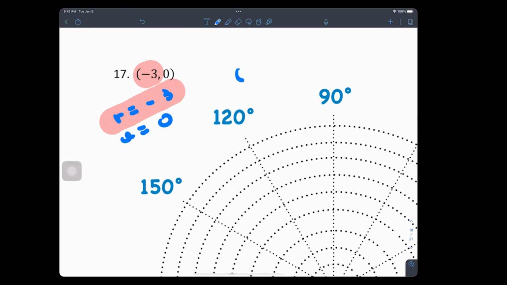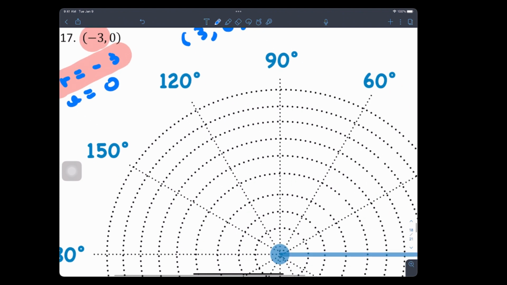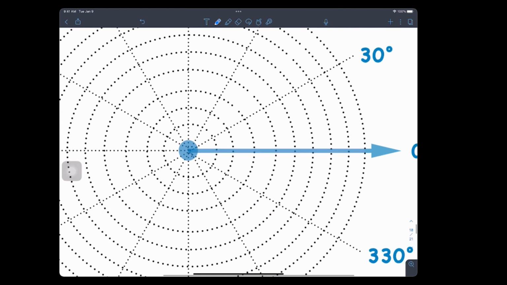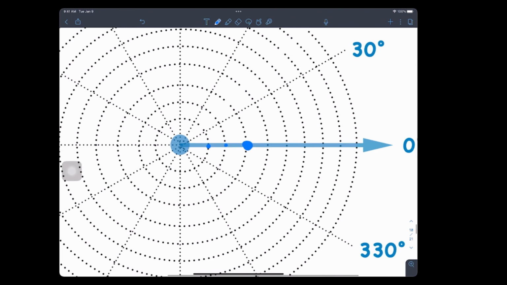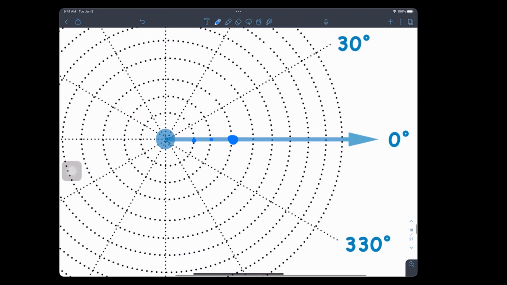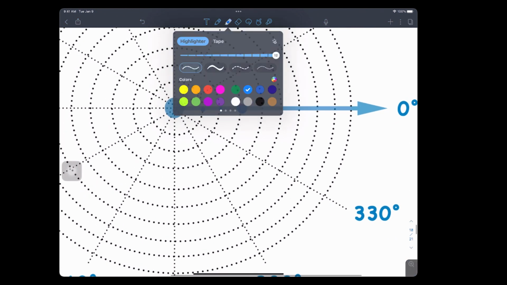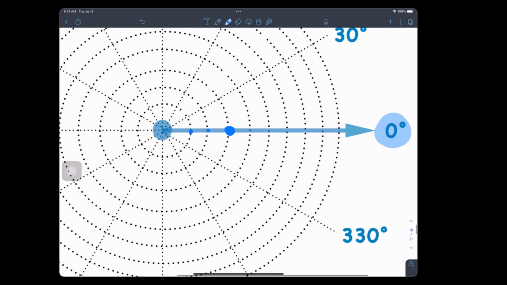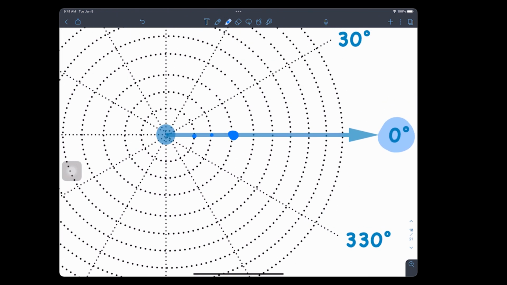So what do you do first? You're going to plot 3 what? 0. So 3, 0 is really where? 1, 2, what? This is the location of 3, 0. Is that true? Because the angle is 0 degrees. So you're on the polar axis.